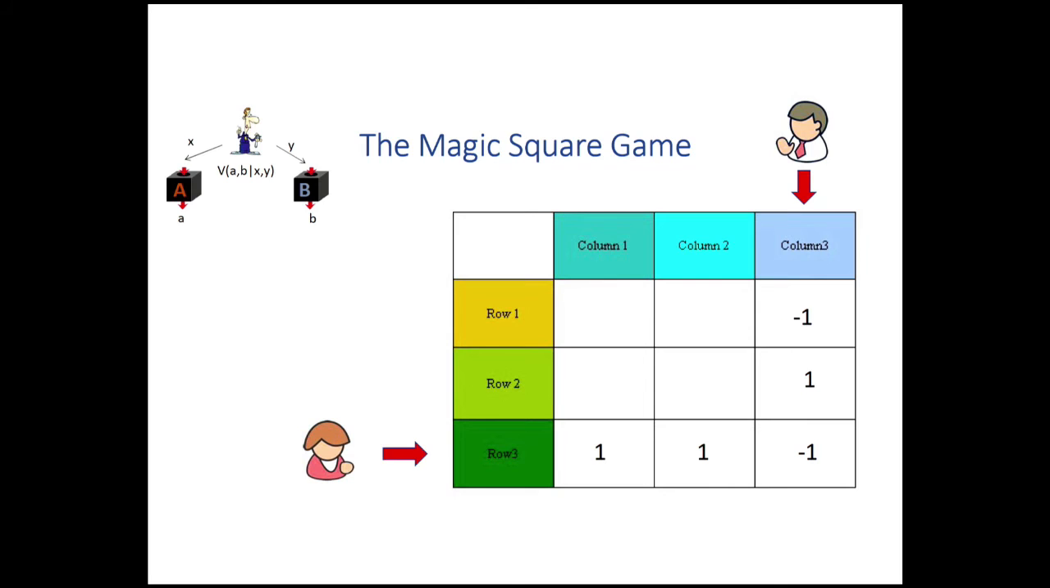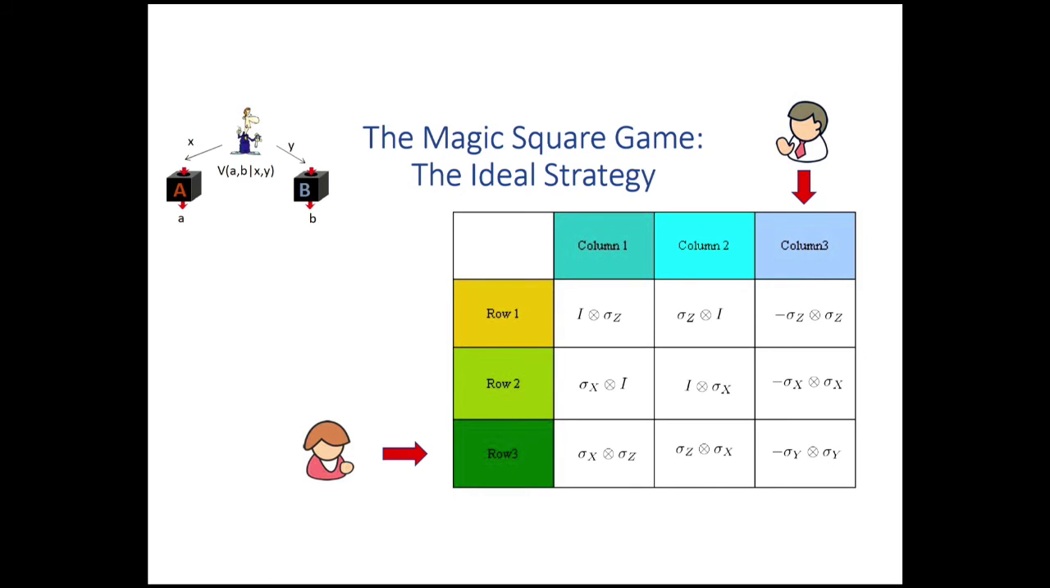If you cover this in a course or in reading or something, there's a simple argument for why you cannot win this perfectly with a classical strategy. But you can win it perfectly with an entangled strategy. And the entangled strategy looks like this.